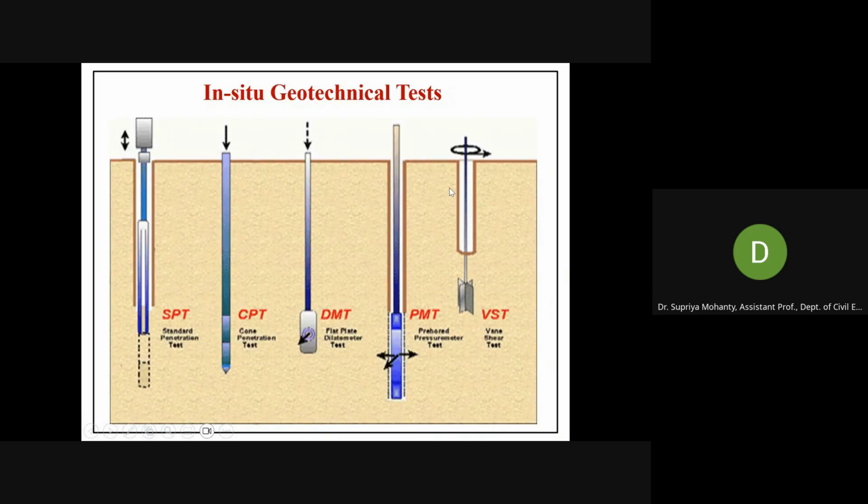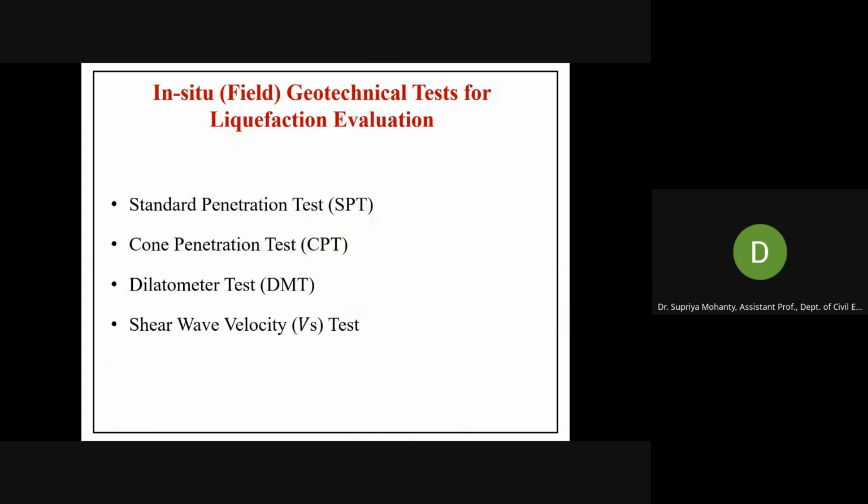And for vane shear, there is a need of a pre-borehole. You need to first dig the borehole, then drive the vane shear apparatus and rotate. So here we are applying the torque, and by that means we are calculating the resistance of the soil. This is the basic difference between these in situ tests, and depending on the project type, we need to recommend any of the field tests for geotechnical investigation.